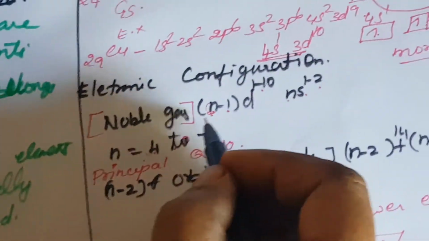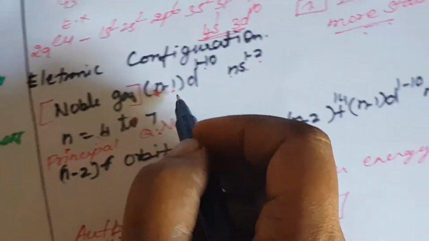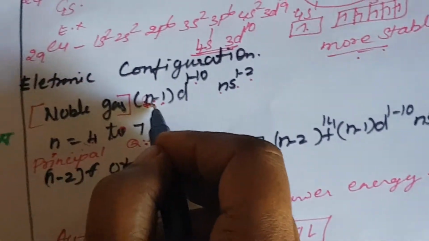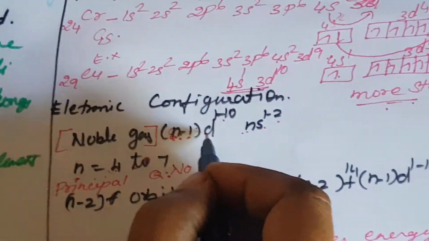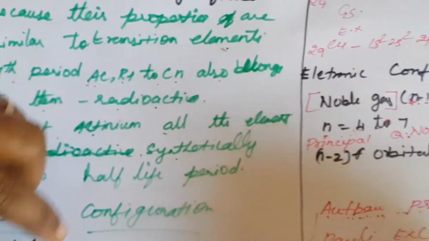Fourth period means 4 minus 1, fifth period means 5 minus 1, and ns is under the principal quantum number. The d orbital can accommodate a maximum of 10 electrons, so 1 to 10 electrons are present in the d orbital. The s orbital holds a maximum of 2 electrons.